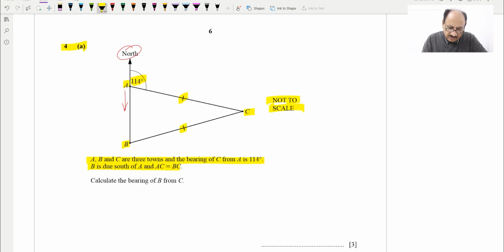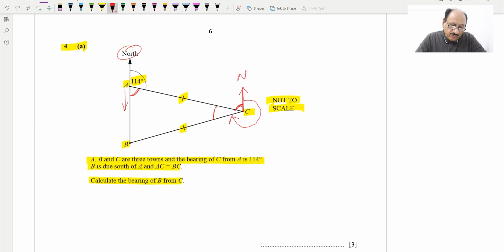AC is equal to BC. Basically calculate the bearing of B from C. So which bearing is required? B from C. So from C, our north will be at C, like this one. So this will be our north, and bearing of B from C, this much angle is required. So how, if we find, for example, see this angle, this angle we will calculate, and that will be equal to this much angle. Our target is to find this angle and this angle. So these two angles we will find, and we will get the bearing.